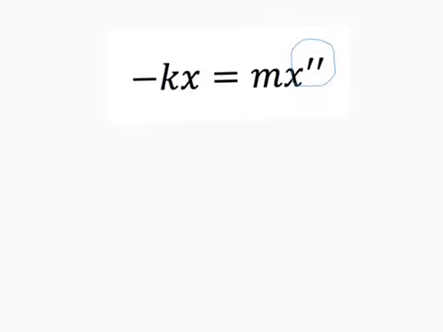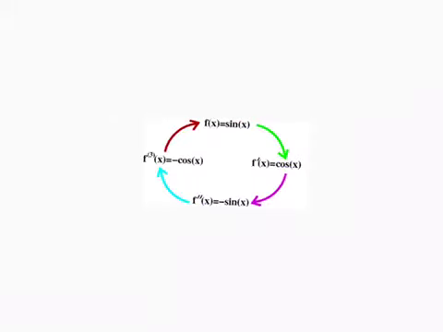To solve this differential equation, we need a function whose second derivative is always proportional to the variable. Consider the functions you know. What function, if you take the derivative twice, is proportional to its original function? Remember that the derivative of sine is cosine, and the derivative of cosine is negative sine. So either the cosine or the sine function will work.